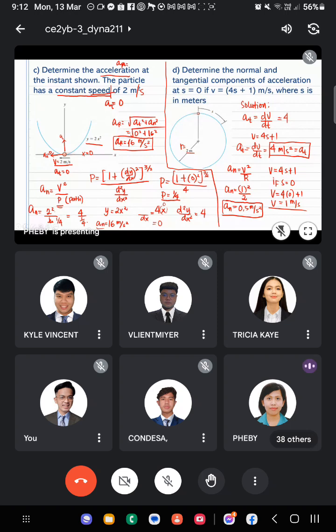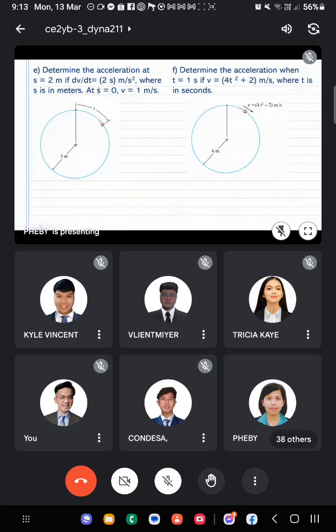Okay, may tanong pa dyan. Letter D, may tanong. C, meron pa. So, pinapractice lang natin yung pagkuha class ng normal and tangential acceleration and yung kanyang resultant. So, next. So, dito naman sa letter E, wait lang, bukod natin.